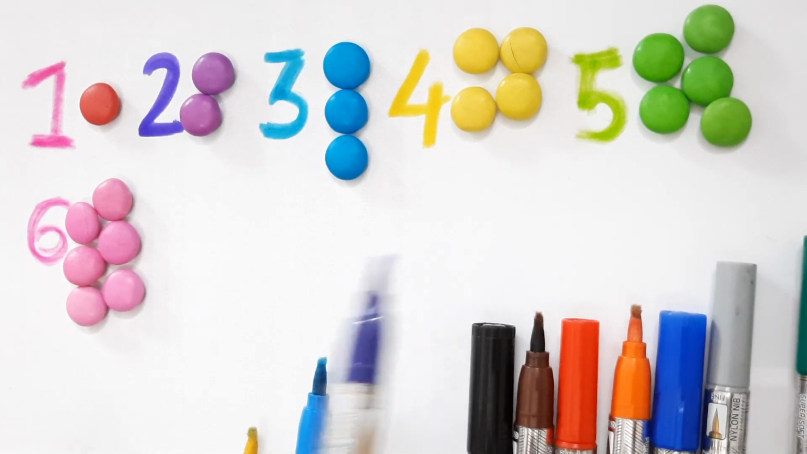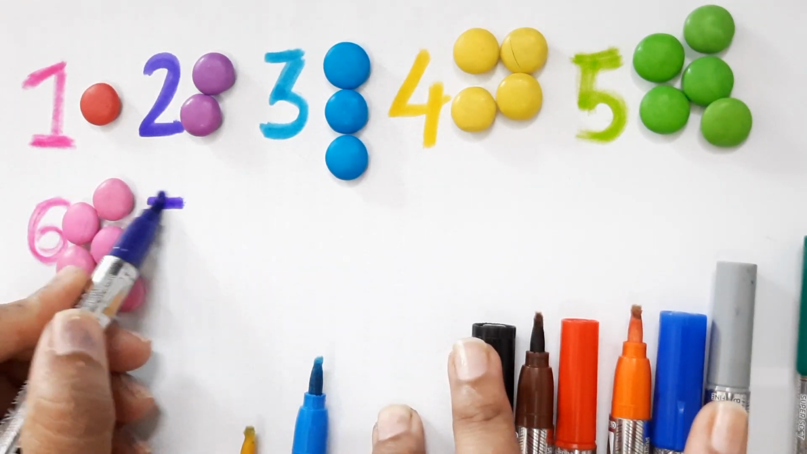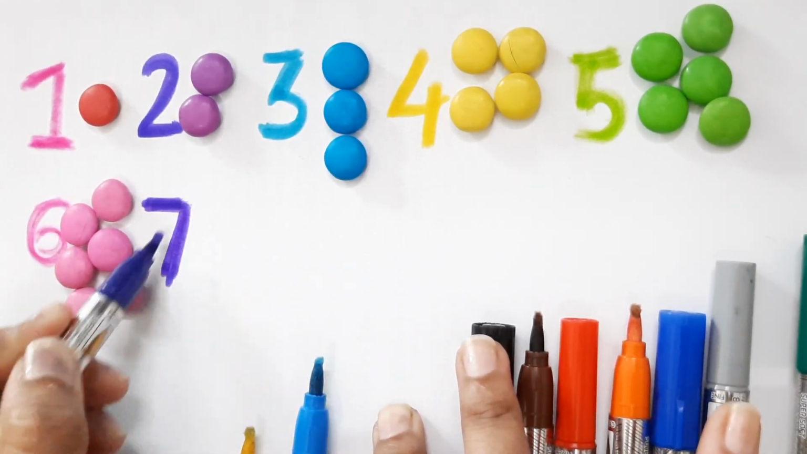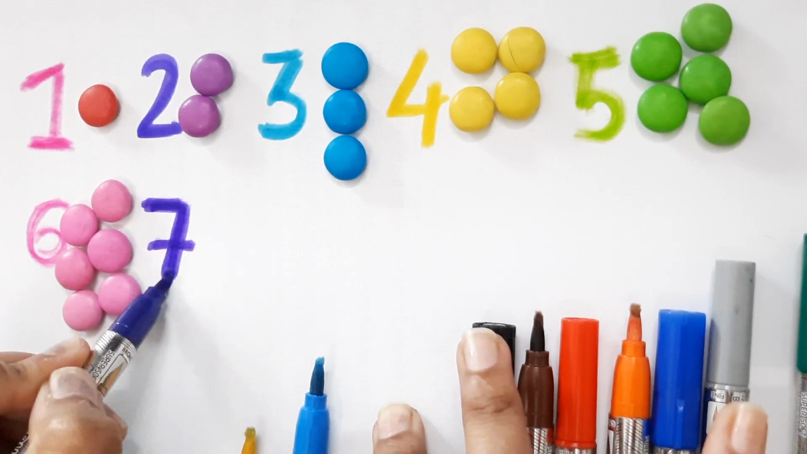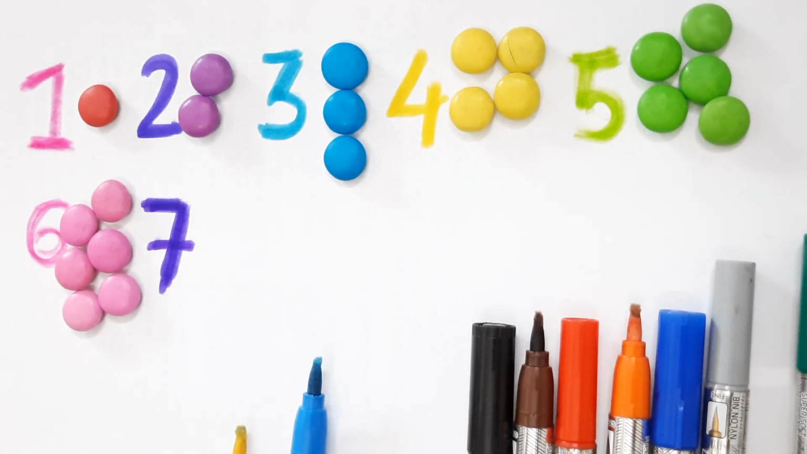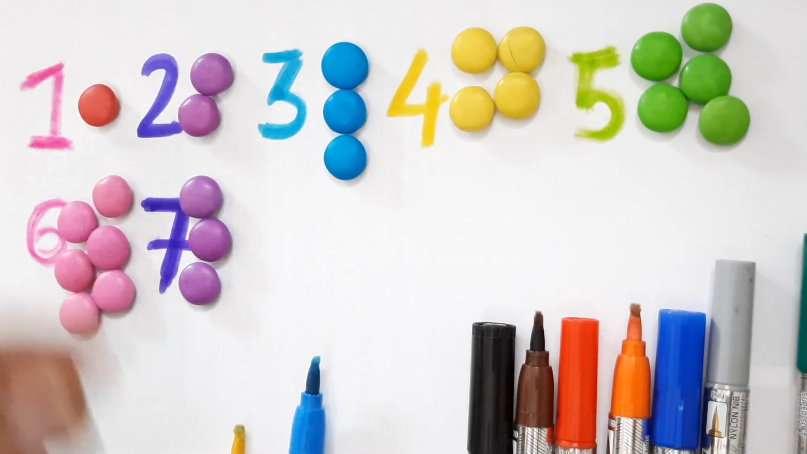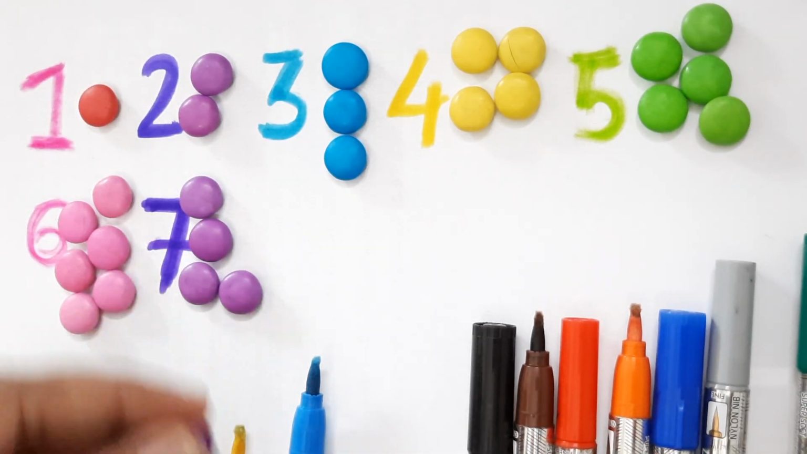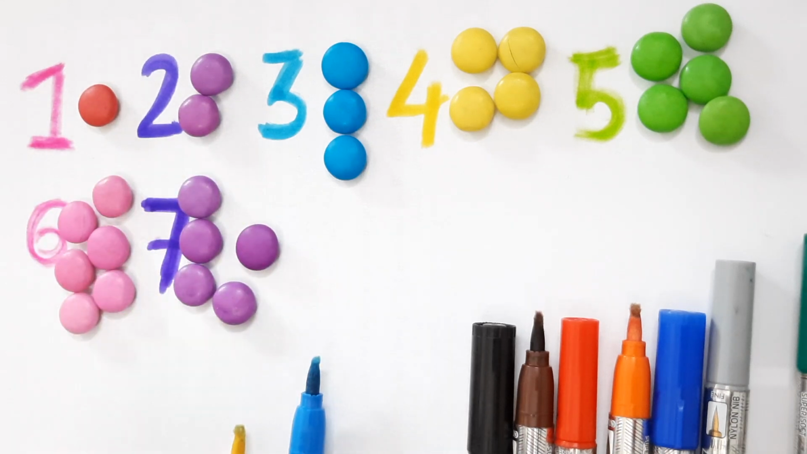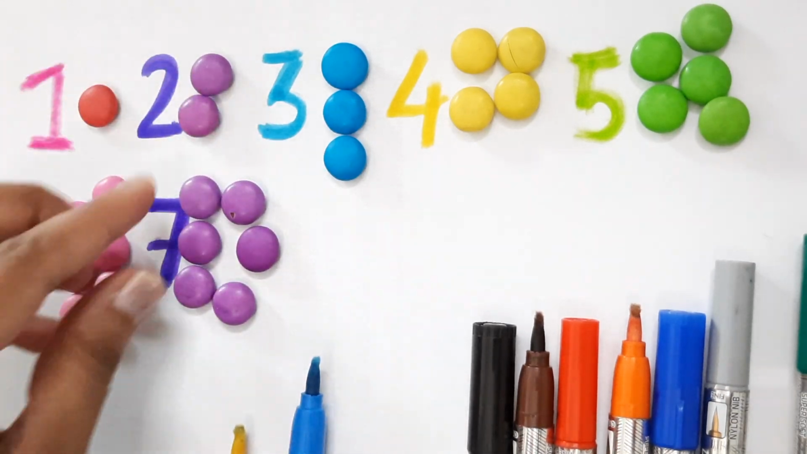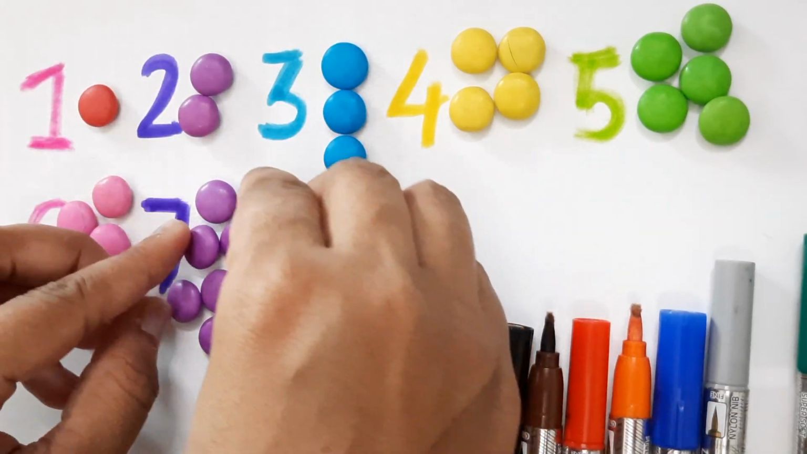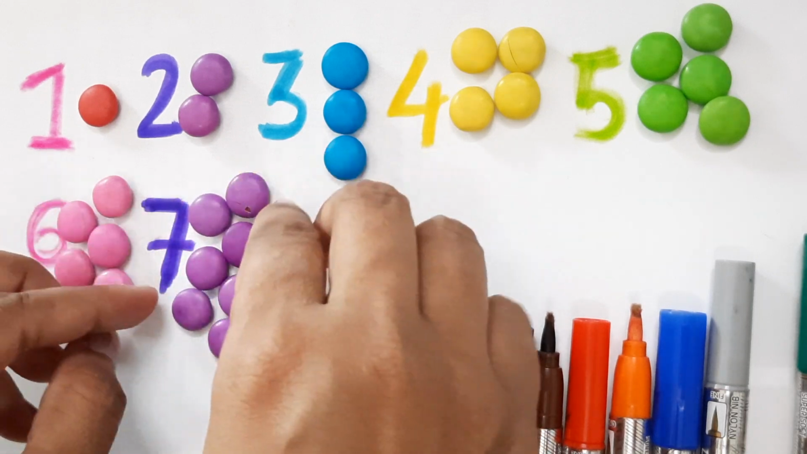Which color? Purple color. It is 7. Purple color. 1, 2, 3, 4, 5, 6, 7. How much? 7.